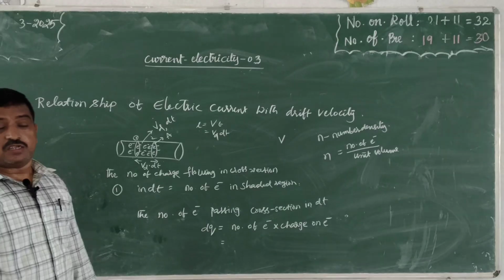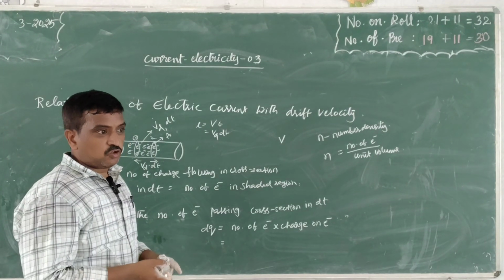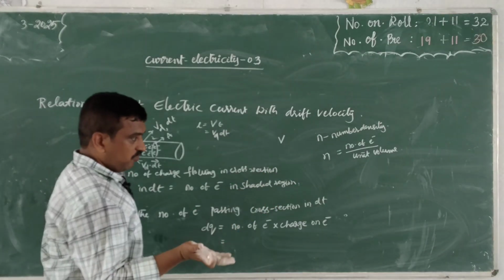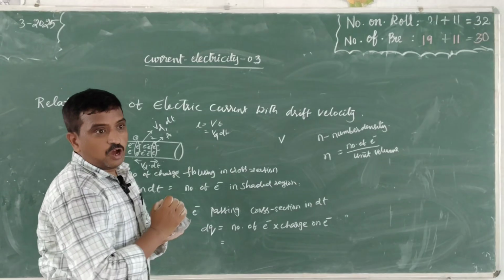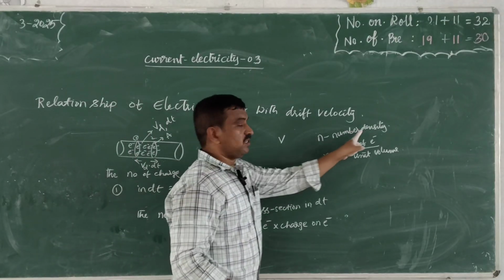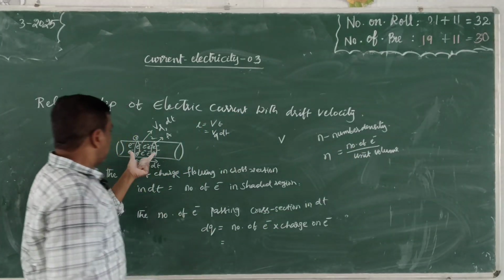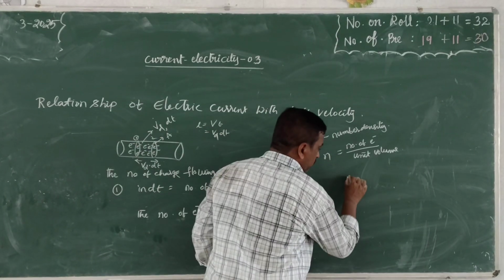Number density means, for example, we can take 1 meter cube. 1 meter cube means length 1 meter, width 1 meter, height 1 meter. In this 1 meter cube volume, how many electrons are there? How many free charges are there? That we call the number density. So n electrons are there in this volume.